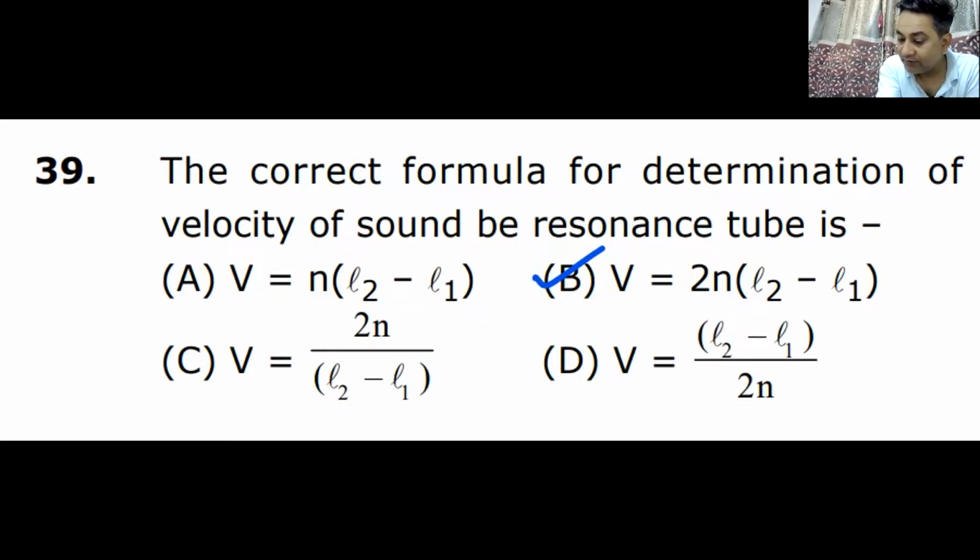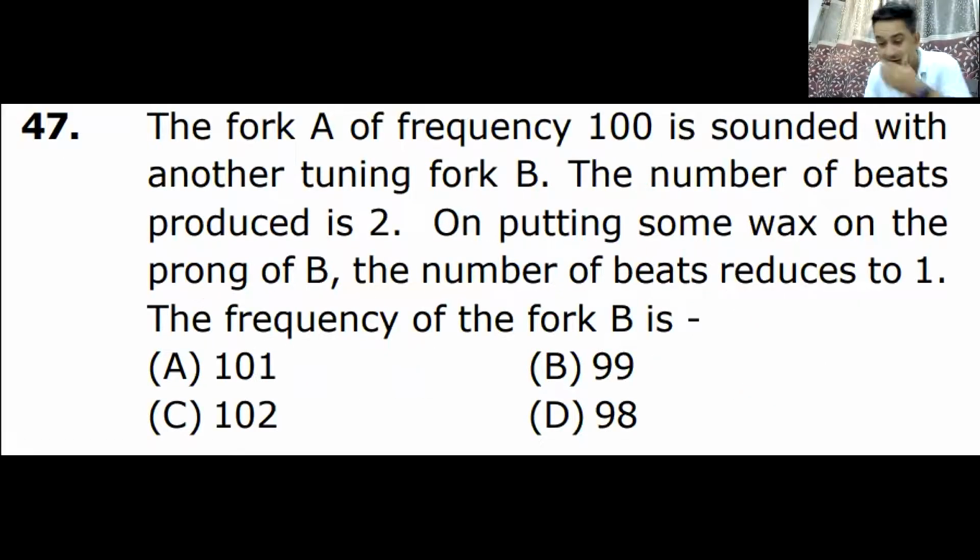Let us do one more on this tuning fork, because tuning forks are in fashion these days, and NTA may give a question on tuning fork because this is an experiment that you can do in a lab, so you can actually see this thing happening. A fork of frequency 100, so that is the known frequency, is sounded with another fork B. The number of beats is 2. So from there you can tell me which two options are possible.